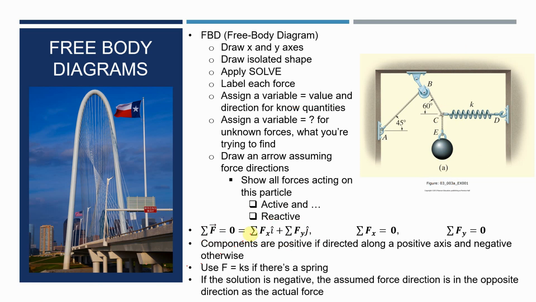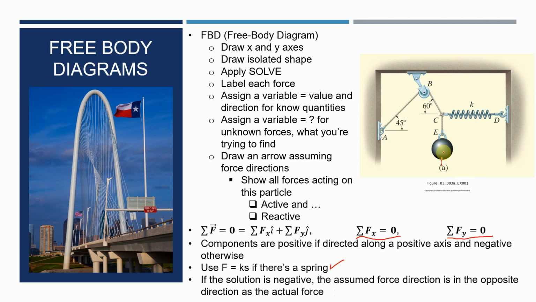Okay, I'm just going to erase everything so that I'm not covering stuff up. Which means the sum of all forces along the x-axis has to sum to 0. The sum of all forces along the y-axis also has to sum to 0. Components are positive if directed along the x, negative otherwise. If there's a spring, use that. And if the solution is negative, then the force direction is opposite than the actual force.